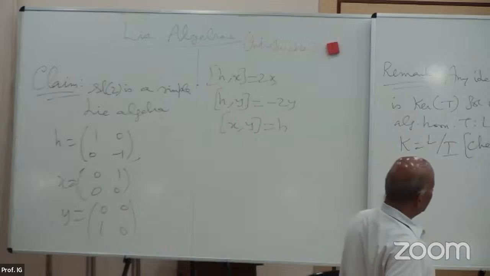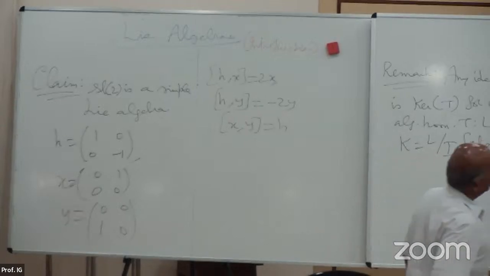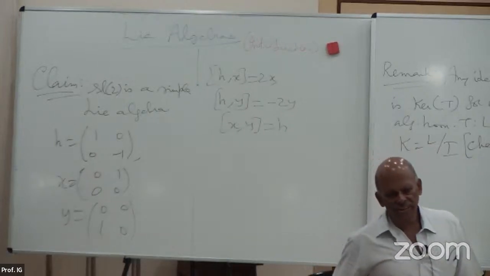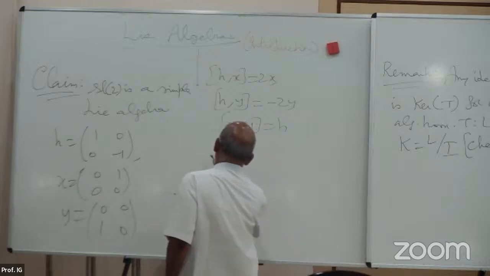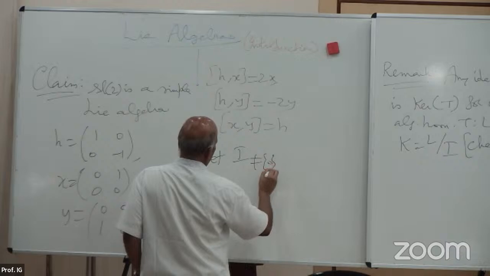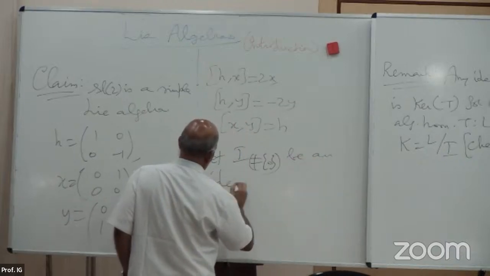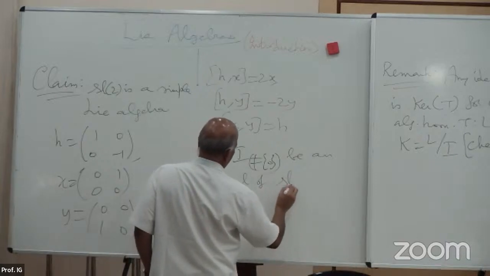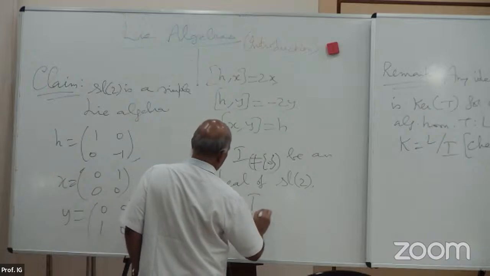What is the definition? 0 and L are the only ideals of L. So if I take a non-zero ideal, it should become the whole of L. Let I not equal to 0 be an ideal of sl2, to prove that I equals sl2.